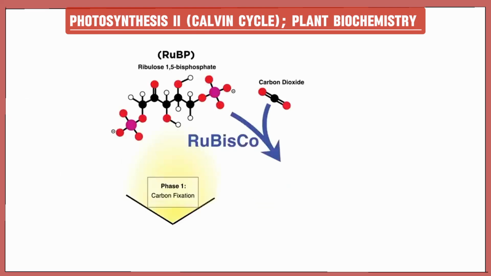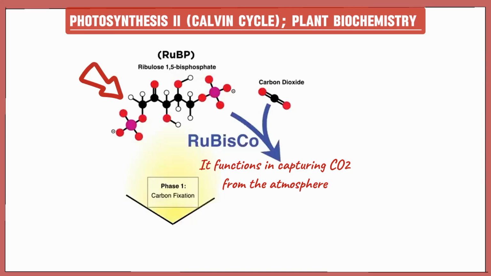Now, the phase 1 of the Calvin cycle is the carbon fixation. Now, it is catalyzed by a certain enzyme, and this enzyme is called rubisco. And the function of the rubisco is that it works by capturing carbon dioxide from the atmosphere, and then it attaches it to a 5-carbon atom, which is called ribulose bisphosphate, which is also called RuBP.